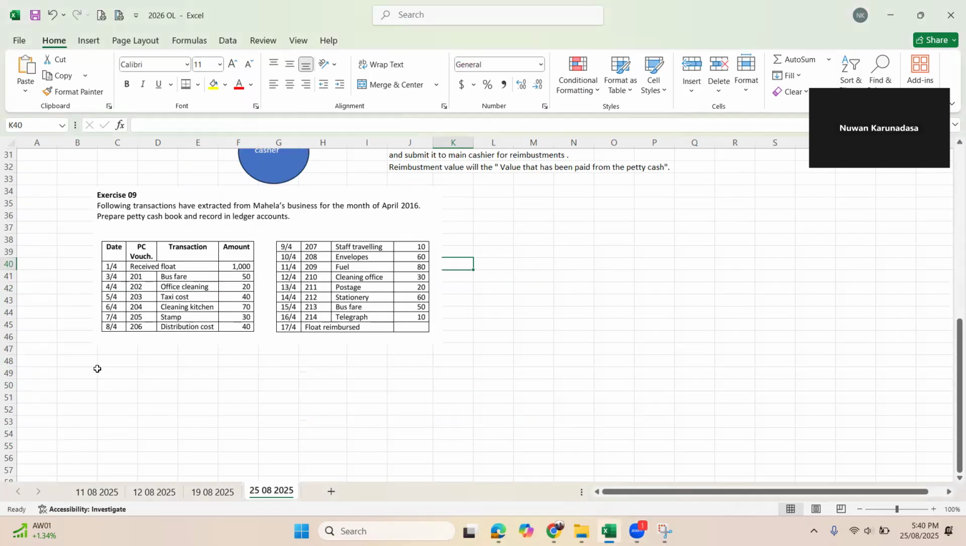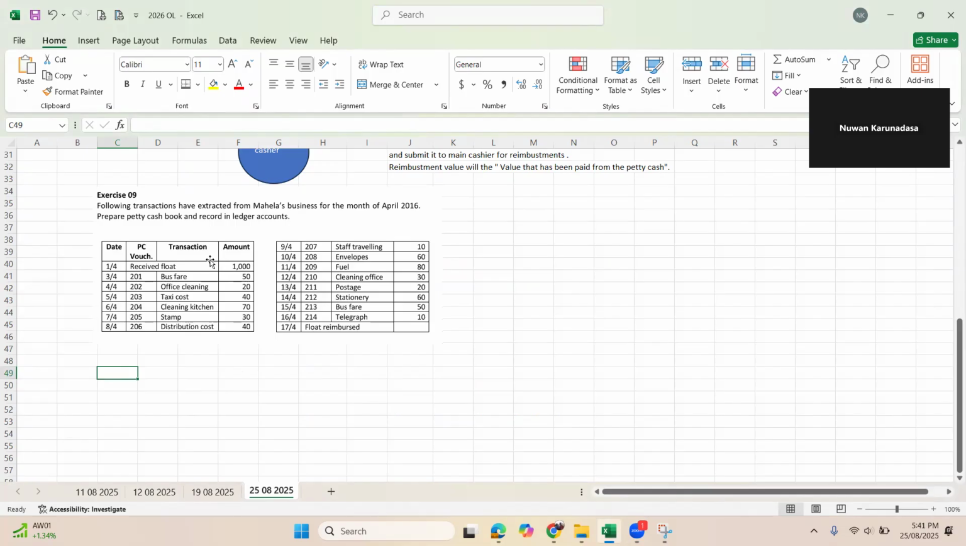Right, look at this exercise. What they're asking: the following transactions have been extracted from Mahela's business for the month of April 2016. Prepare the petty cash book and the relevant records in the ledger accounts. Now see the first day, 1st of April, the float received. We have received 1,000 rupees from the main cashier.